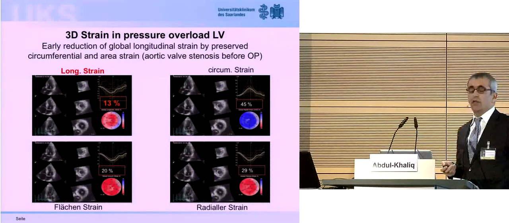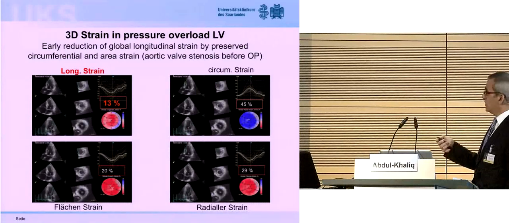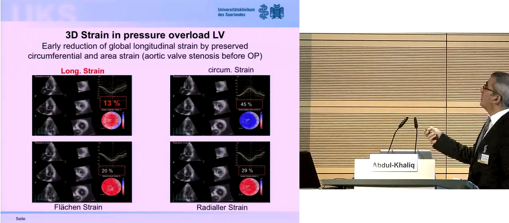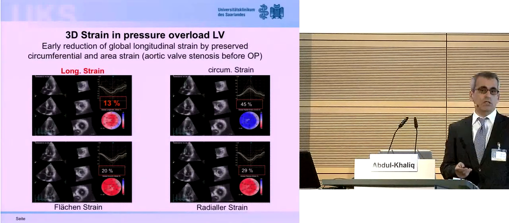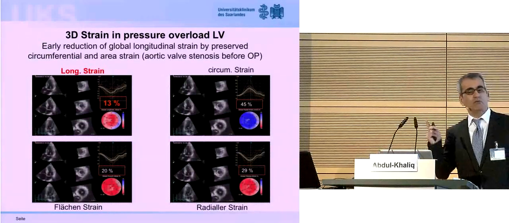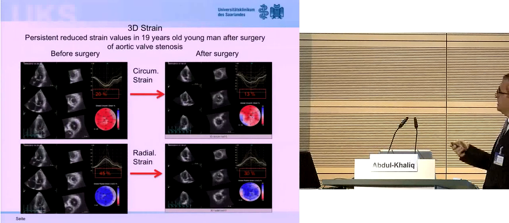Examples concerning 3D strain. You see here one patient with aortic valve stenosis. He is a young patient, he has normal radial, circumferential and flexion strain or area strain, but reduced longitudinal strain. Longitudinal strain is still an early parameter providing information on function. And you see here the change.